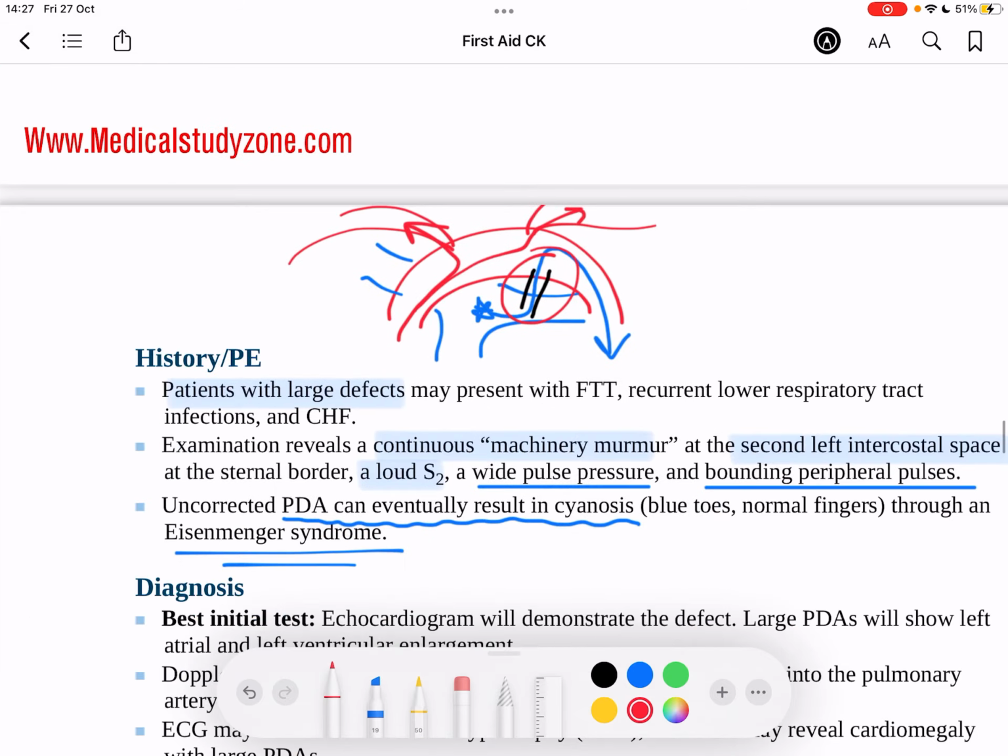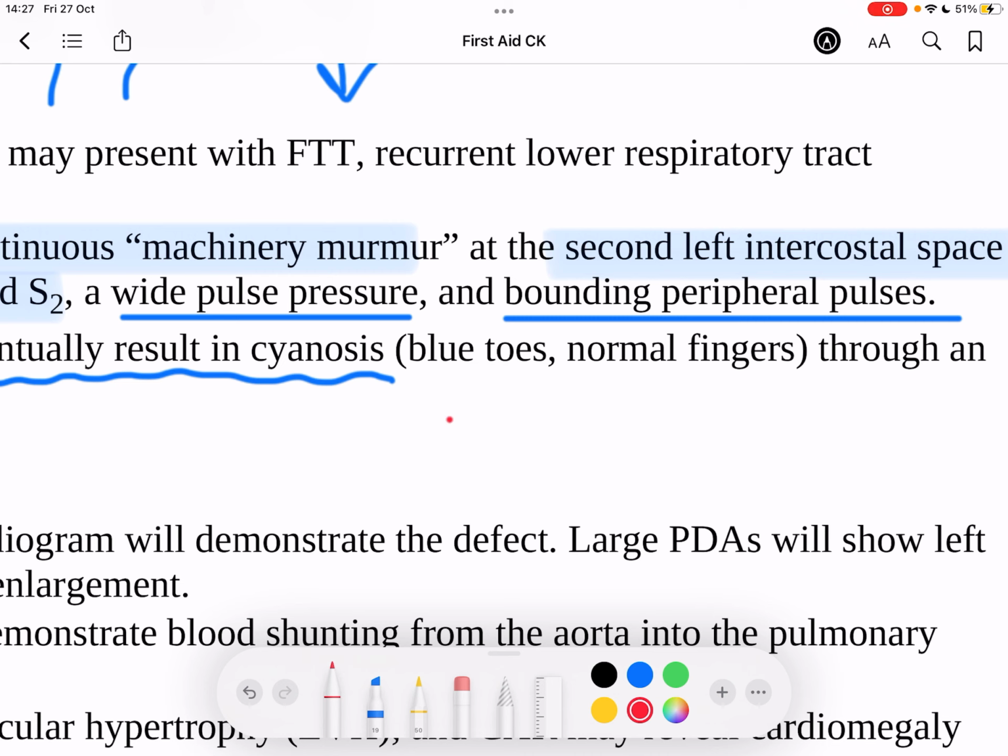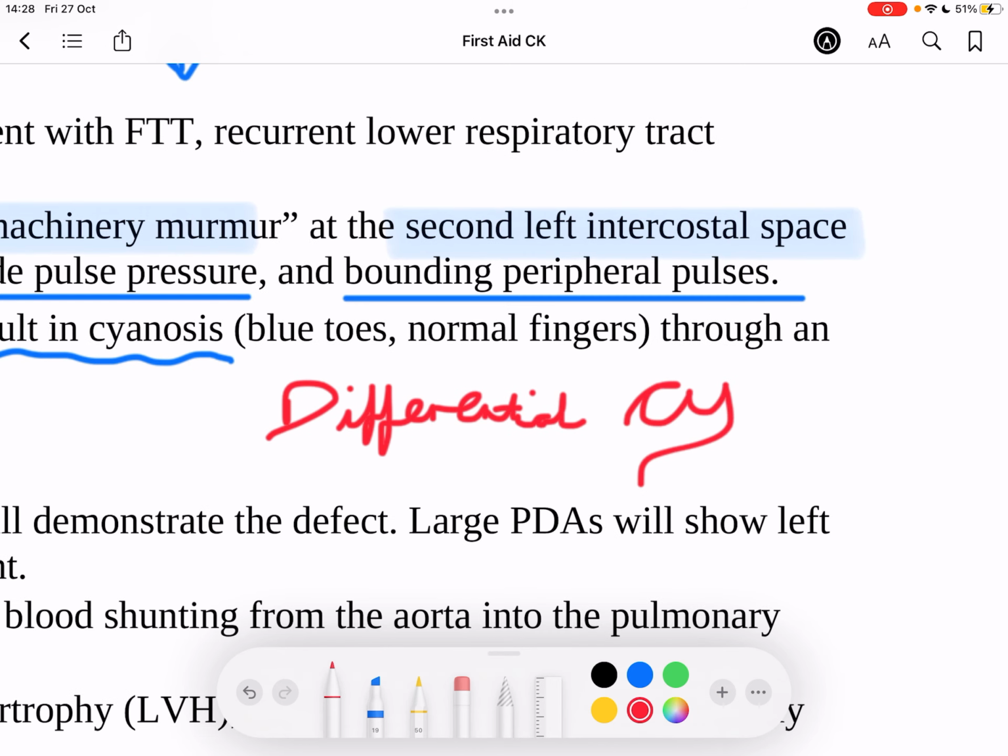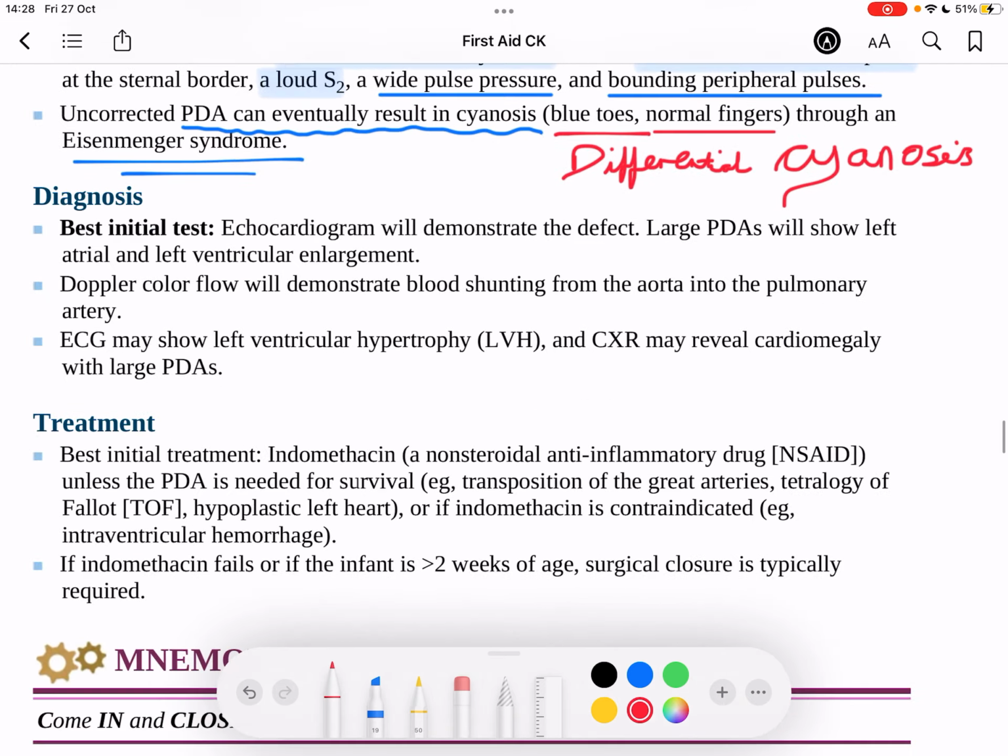And this is something called differential cyanosis, i.e. an Eisenmenger syndrome causing cyanosis of the lower extremities, but not of the upper extremities. Normal fingers, blue toes, okay? So, how do we diagnose a PDA?